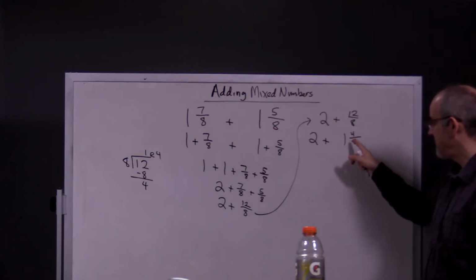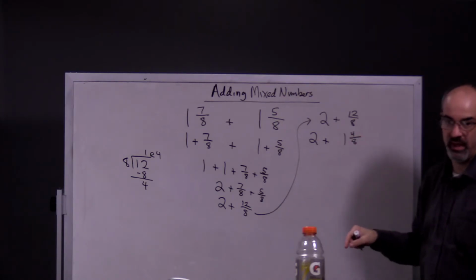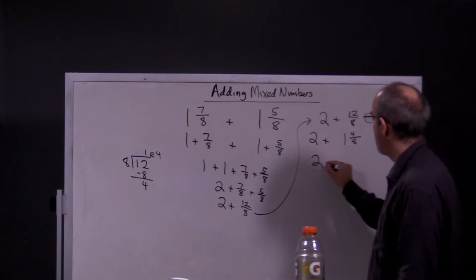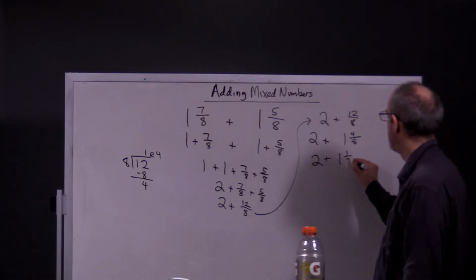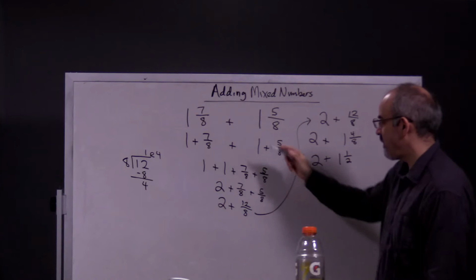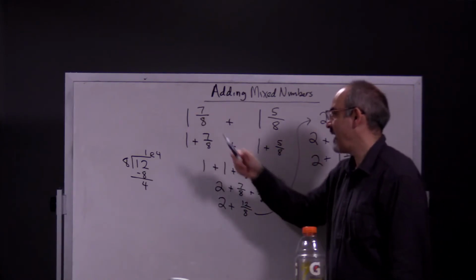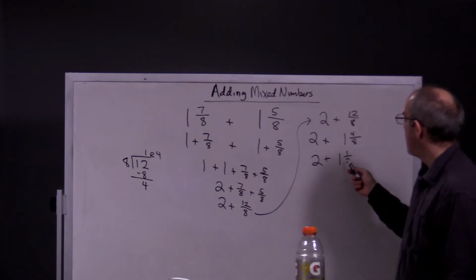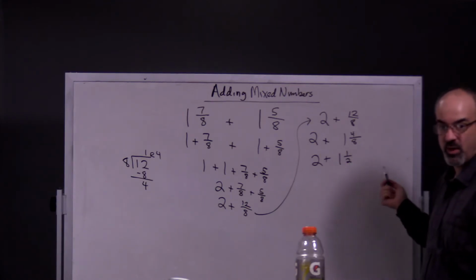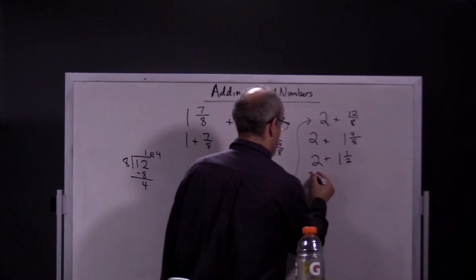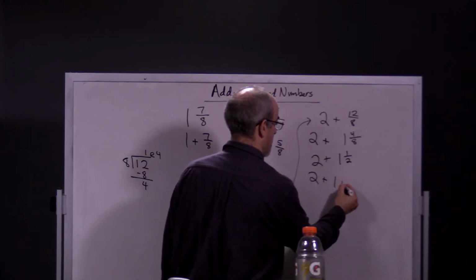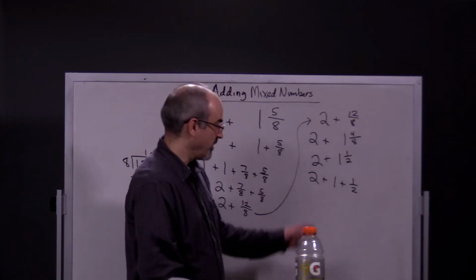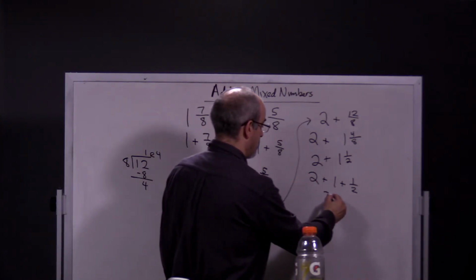Okay. Notice that this is the same as 1 and 1/2, because 4/8 can be simplified. So I think I'll write that. Okay, remember what we did before. 1 and 7/8 means 1 plus 7/8. Well, 1 and 1/2 means 1 plus 1/2. So this could be written like that. Well, now you notice that 2 plus 1 is 3.